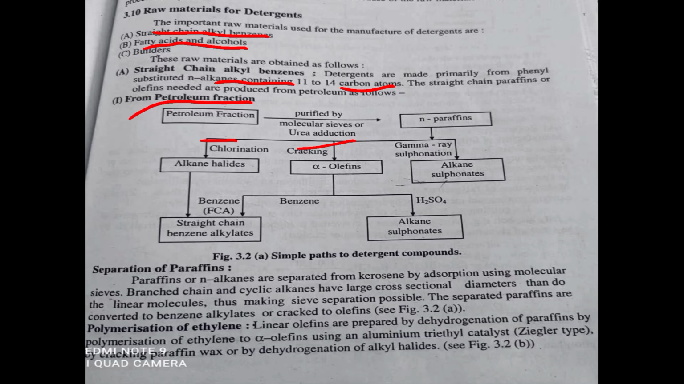Okay, so this chlorination again. So n-paraffin can be divided into alkane halide, alpha olefin and alkane sulfonate. Okay, so alkane halide can undergo chlorination, with formation of the benzene, that is the Friedel-Crafts alkylation (FCA).